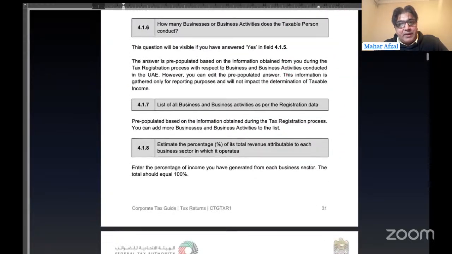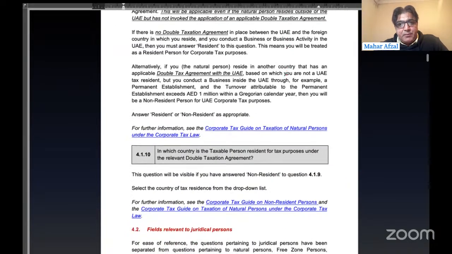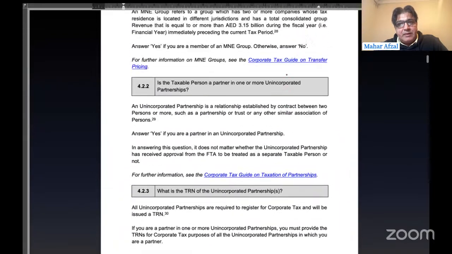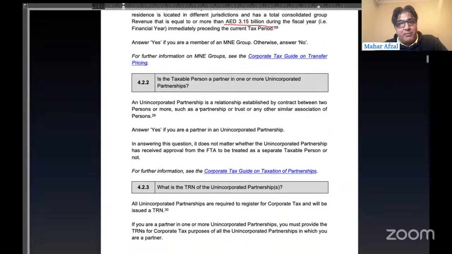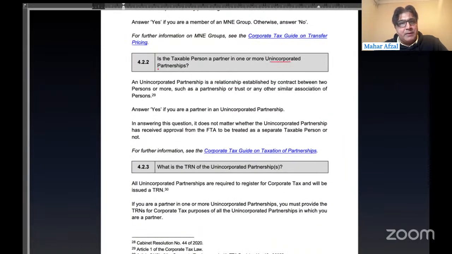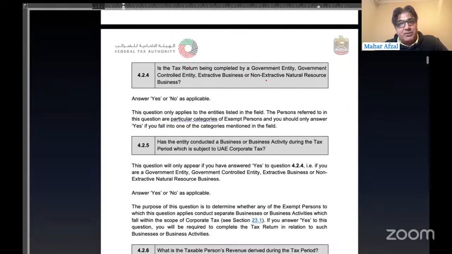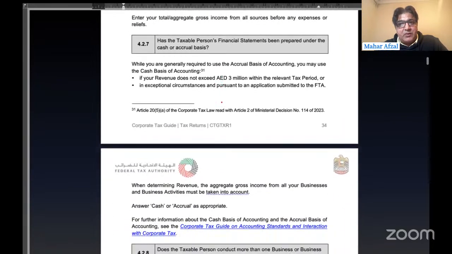Since time is limited, and we are already up to the time, just again, field relevant to juridical persons. They're asking for information about the M&E group, because we know this M&E group cannot enjoy small business relief. So this is the reason they're asking for information for the M&E group as well. Are you part of an unincorporated partnership? Will it be subject to tax? Will it not be subject to tax? TRN, government and government controlled entity, we have already discussed. Business activity. These are very common questions.